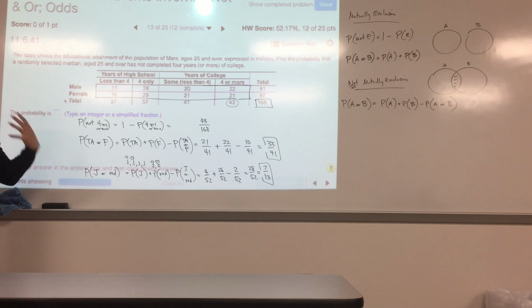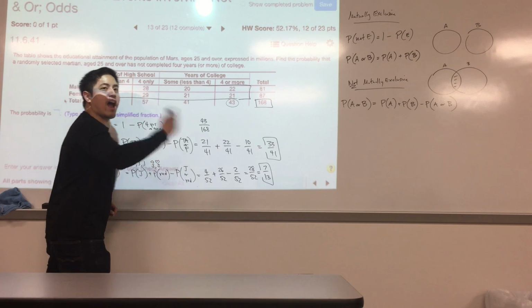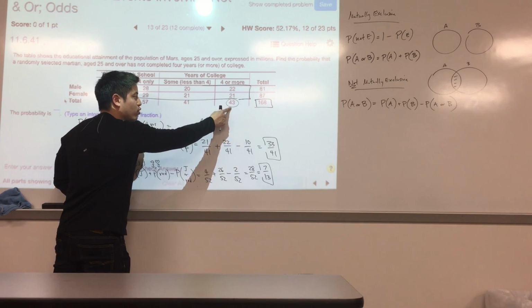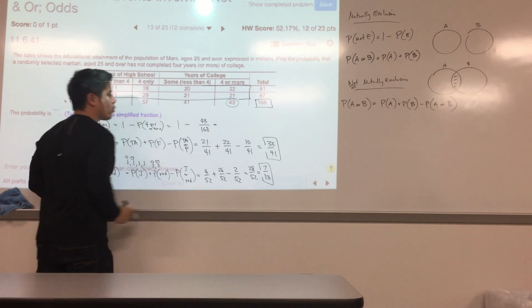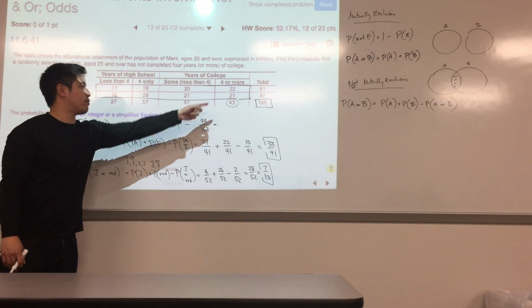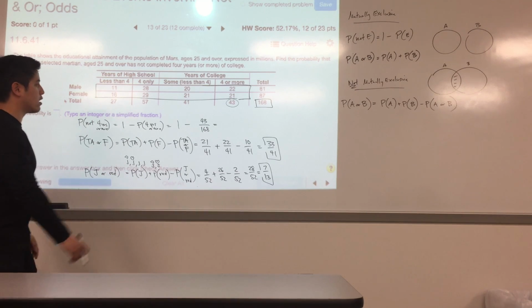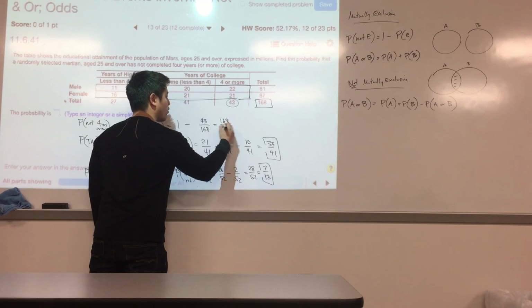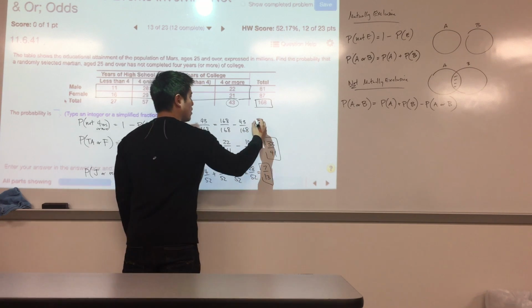So if we want to know the number of Martians who have not completed 4 or more years of college, we go find out the Martians who have, which is 43 out of 168 total Martians. If we take 1 minus that, we will find out how many did not. Now, what's the other way to do it? Just add all these up and put it out of 168. Isn't that true? And we should get the same thing. So if you don't, you get 168 over 168 minus 43 out of 168, which is what?